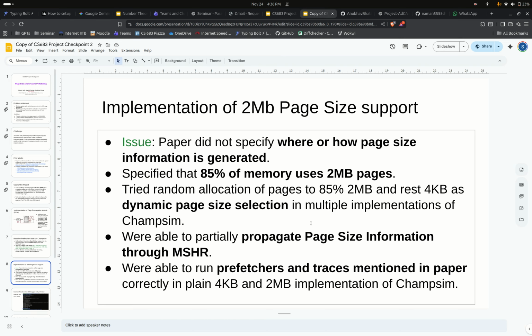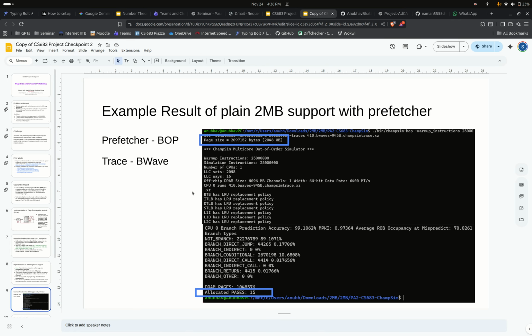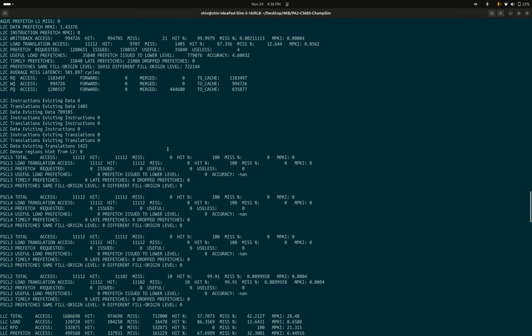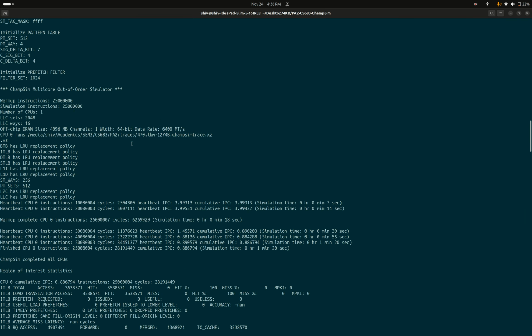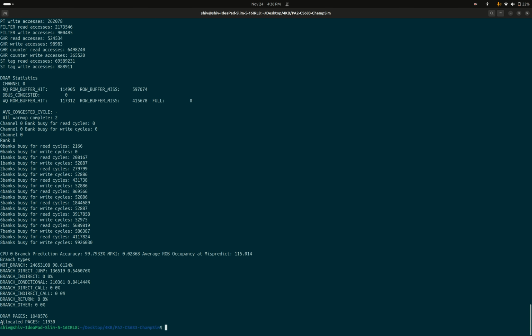We were able to propagate page size information partially through the MSHR. We were able to run the prefetchers and traces mentioned in the paper correctly in 4 KB and 2 MB alone. Here is the implementation of the SPP prefetcher in 4 KB page size, where we can see that the allocated pages are nearly 11,930.